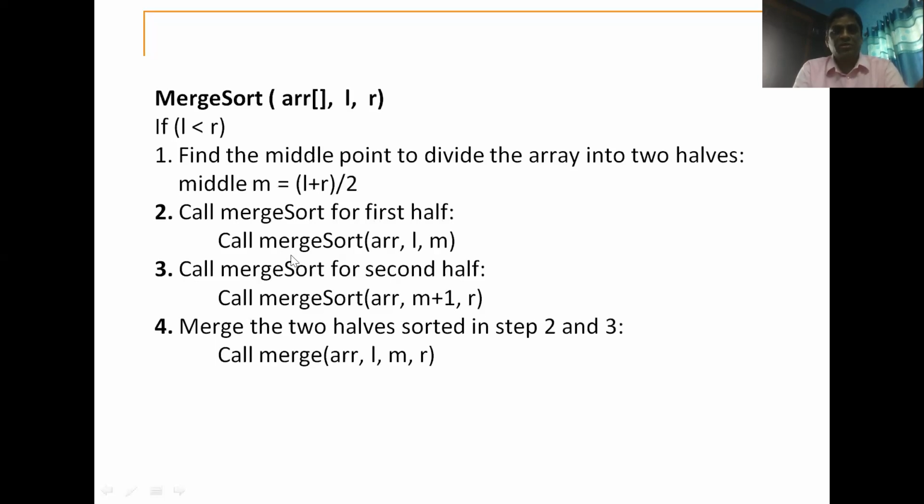So sort the first half, sort the second half, and then once the two halves are sorted, merge them by calling the function merge to get the final sorted list. So in a broader view, this is the algorithm. Let us understand these steps, how this recursion is used, and how this merge actually performs the sorting of elements.